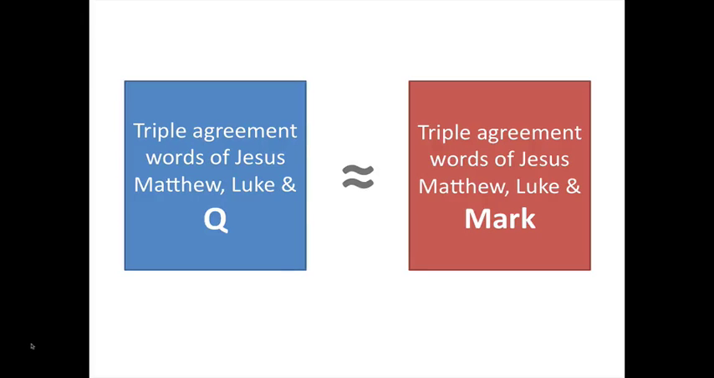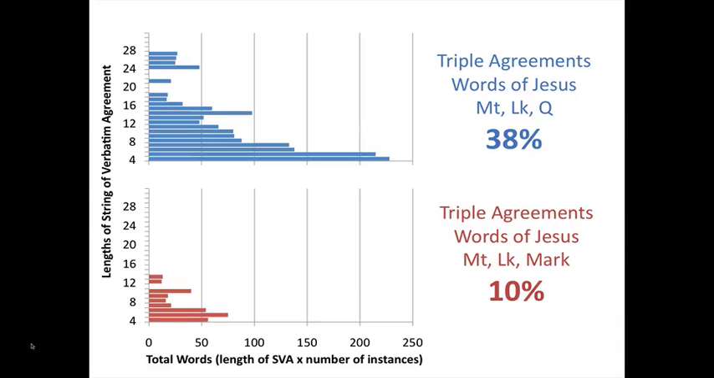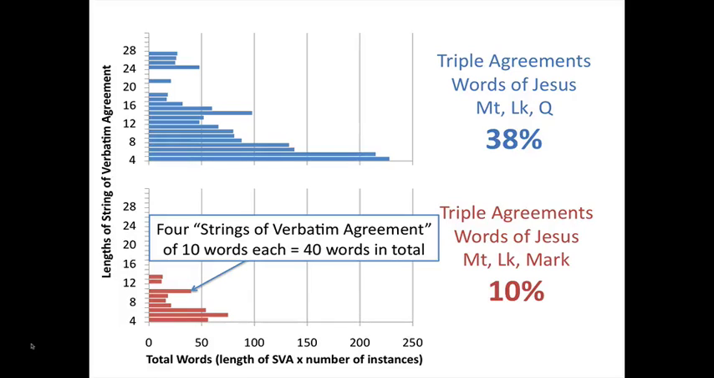Now, this means that under the two-document hypothesis, we would expect that Matthew and Luke's faithfulness to the words of Jesus in Q would be roughly the same as their faithfulness to the words of Jesus in Mark. But actually, there's a very big difference. These diagrams indicate strings of verbatim agreement. So this bar down here indicates that there are 4 occasions where there are strings of 10 words each. It just gives a visual impression of how much more likely Matthew and Luke are to agree exactly with Q than they are to agree with Mark.